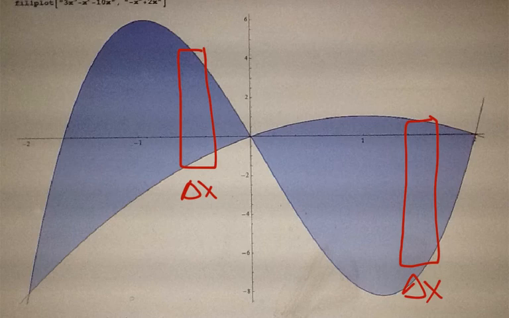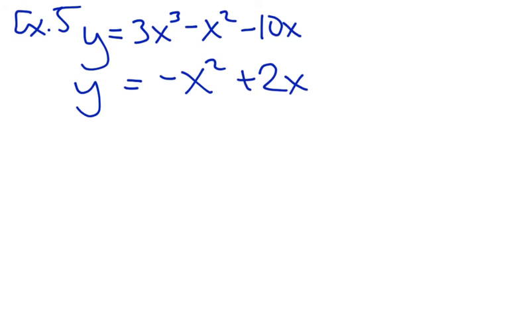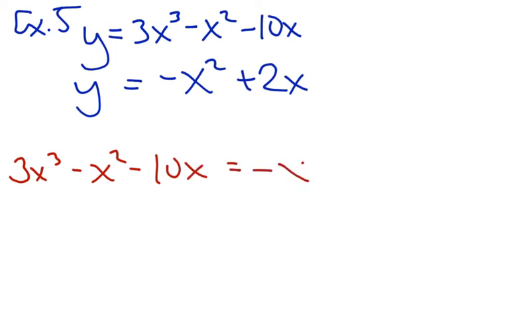And so we need to figure out where these two curves intersect, so let me go back over here. So I got 3x cubed minus x squared minus 10x equals negative x squared plus 2x. So we've got some algebra to do here. Let's bring everything over to the left-hand side. If I add x squared to both sides, looks like both x squareds cancel, and so that's nice. If I subtract 2x from both sides, I get a negative 12x.